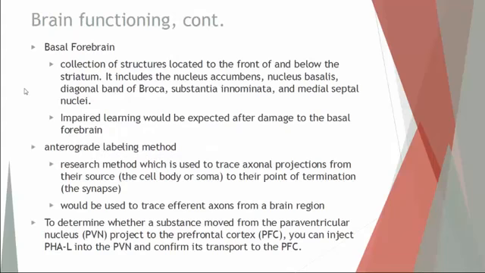Okay, next we'll talk about a structure of the brain called the basal forebrain. Now this area includes such structures as the nucleus accumbens, nucleus basalis, the diagonal band of Broca, substantia innominata, and the medial septal nuclei, in addition to several others that aren't listed here. The basal forebrain is located just in front of and just below the striatum that we mentioned before. This region of the brain is very important for a few reasons. It's an important site of learning, memory, and being able to hold attention. And it's also a major site where acetylcholine is produced.